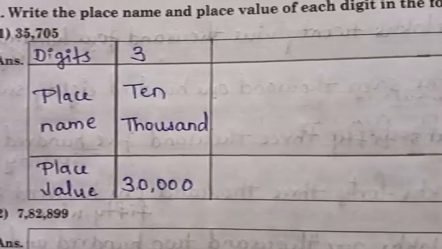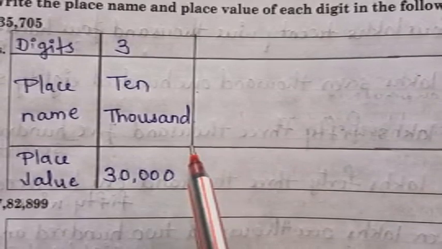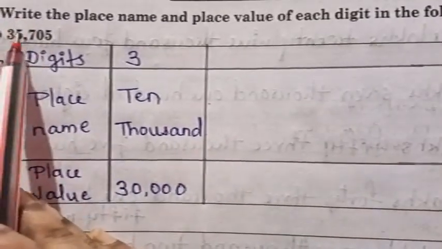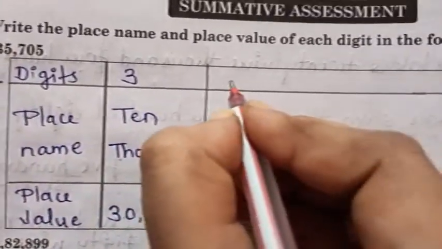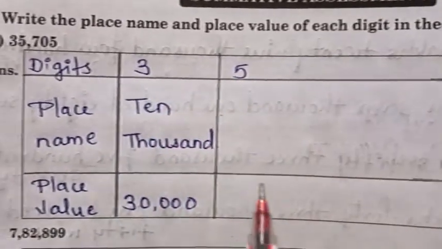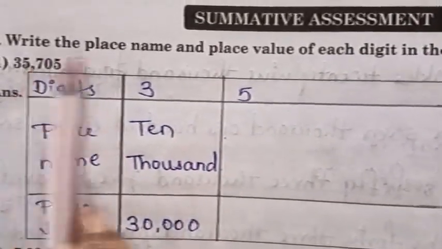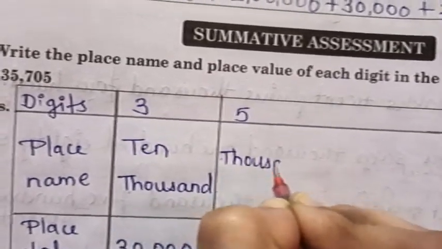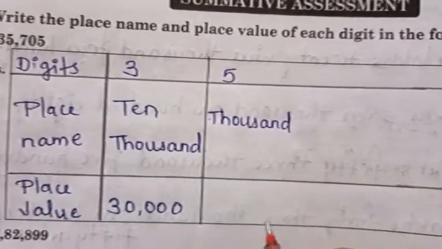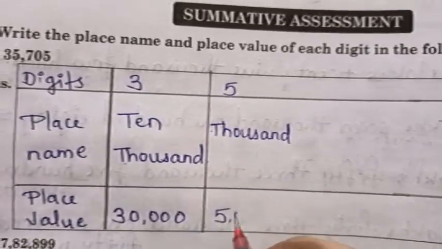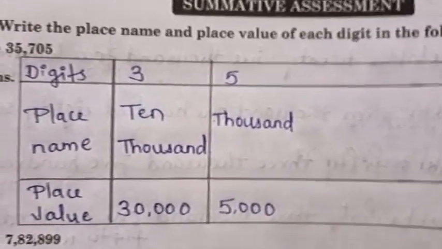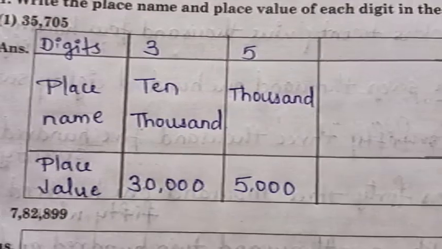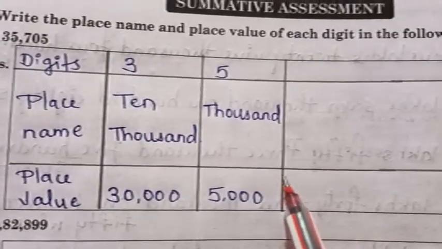After that students, you will draw a line beside it. The next number is 5, so you will write here 5. Now 5 is at which place? Thousands place. So you will write here 1000, and the value is 5 and 3 zeros. Is that clear? Then you will draw a line beside it.